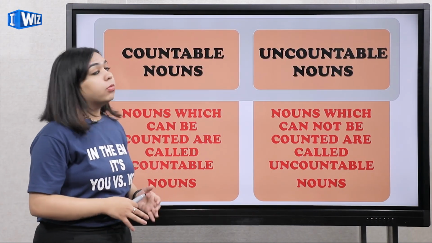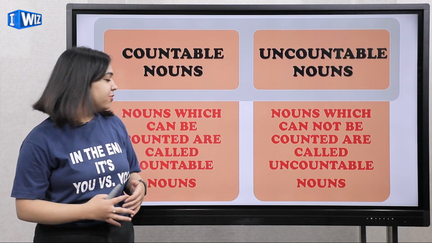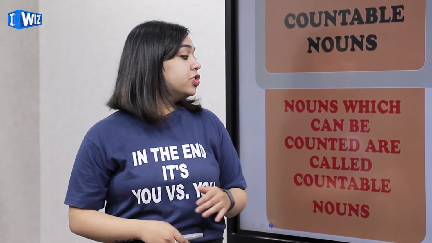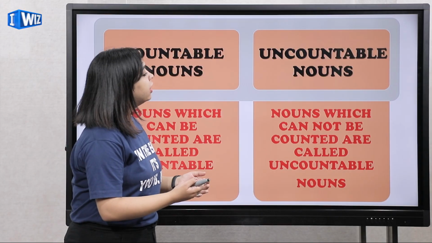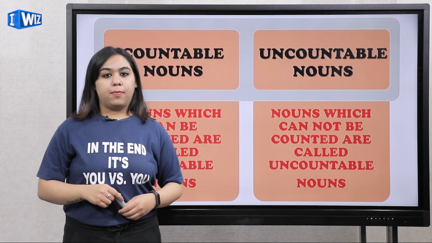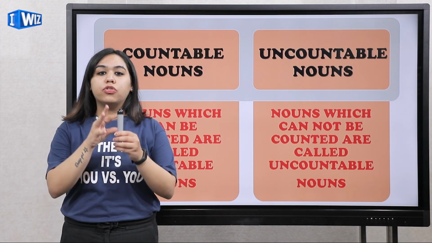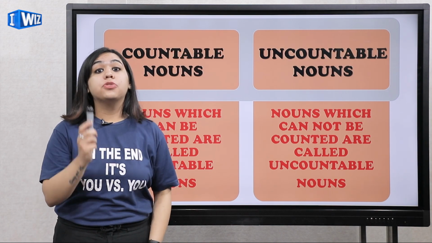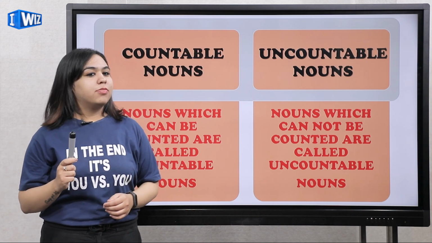Now, differentiating between countable and uncountable nouns is very important, so listen to it very carefully. Nouns which can be counted are called countable nouns. Nouns which cannot be counted are called uncountable nouns. Let me give you an example. If we talk about this pen, if I keep 2 or 3 more pens, I can count them: 1 pen, 2 pens, 3 pens, 4 pens. Yes, I can count them. So, pen is a countable noun.